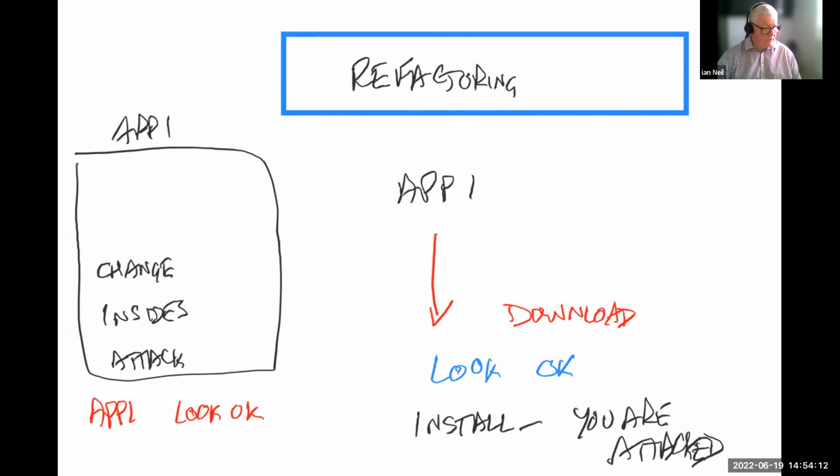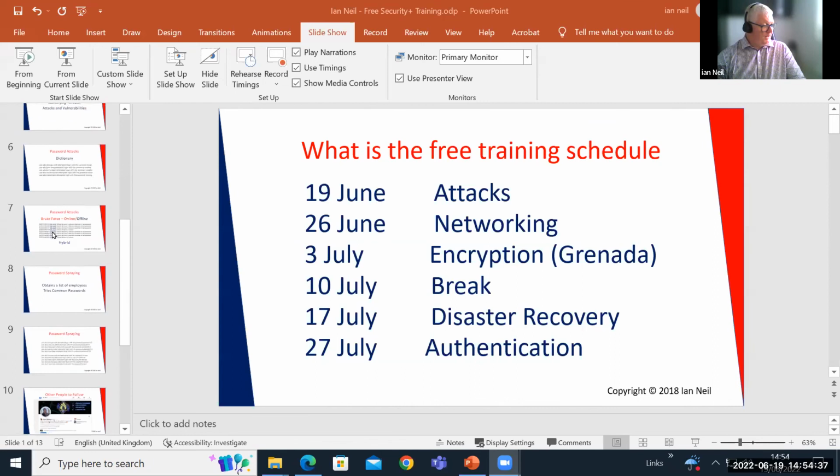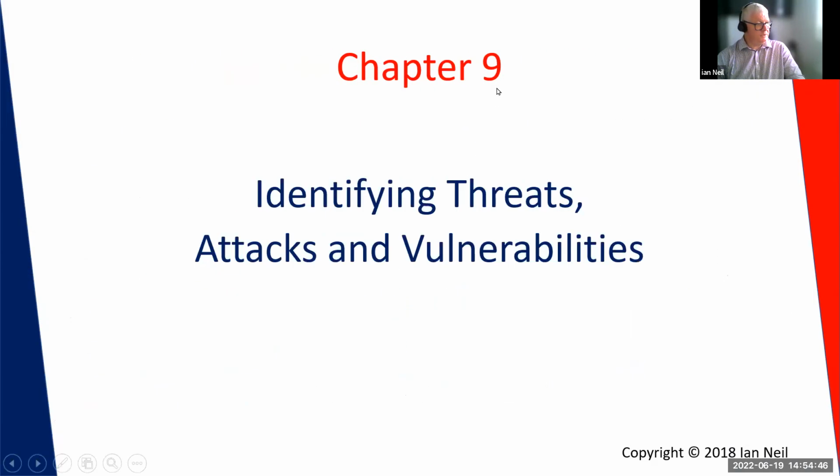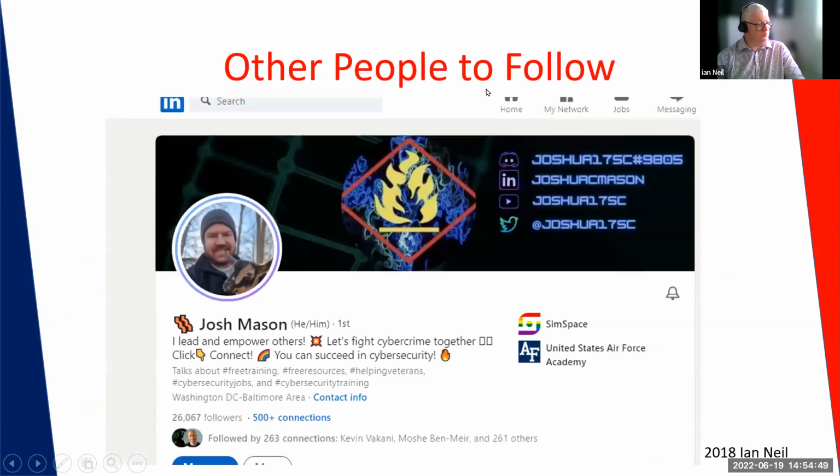I'm not sure if it's actually in my book. So let's go and look at a couple of slides I've got left. I need to just share my screen. So at the end here, there's a couple of people I want to make you aware of. And these are Josh Mason. He actually gives free information on cybercrime. So all these people I'm saying to you here, they're all giving you free information.